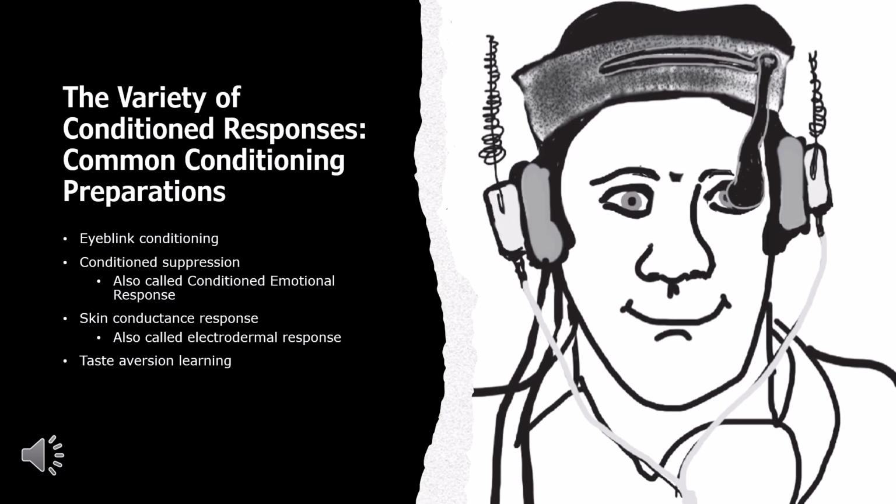So we blow the puff of air, make the tone. Puff of air, tone, puff of air, tone. We're associating these two together. So our UCR and our CR are both going to be blinking. The conditioned suppression, or CER, is when the CS is paired with the shock, and it reduces ongoing behavior.